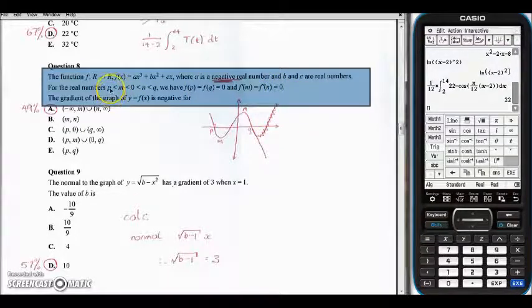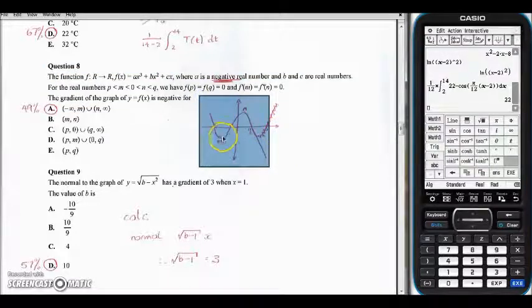So for the numbers p is less than m is less than 0 is less than n is less than q, f of p and f of q equal 0. So p and q are x-intercepts, and m and n are stationary points because the derivative at m and the derivative at n is 0. So if you try to graph that, and I'll just highlight this bit, there's p and there's q. Those are my two x-intercepts, and m and n are stationary points. So the graph, the only way for a cubic to pass through those points is if it looks like this.